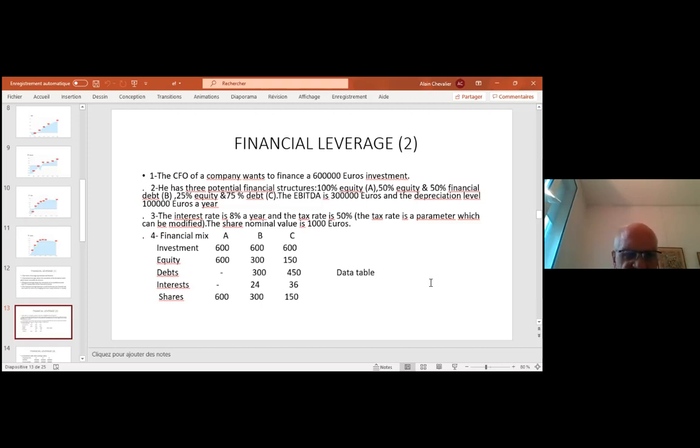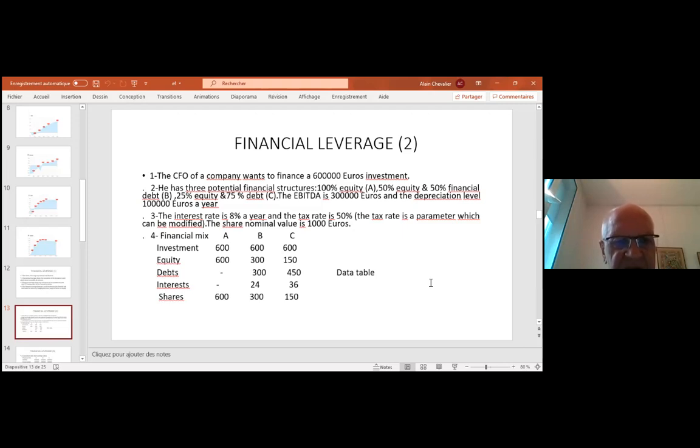So in this example, we have a company with a CFO, which is not something new. The CFO of the company wants to finance a 600,000 euros investment. And we try to simplify here. But anyway, if you have more potential solutions, the approach will be the same. The calculation will be more complex.